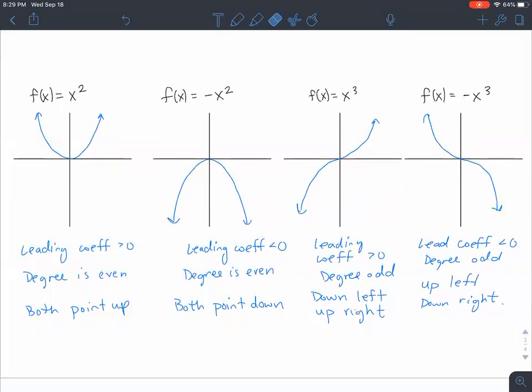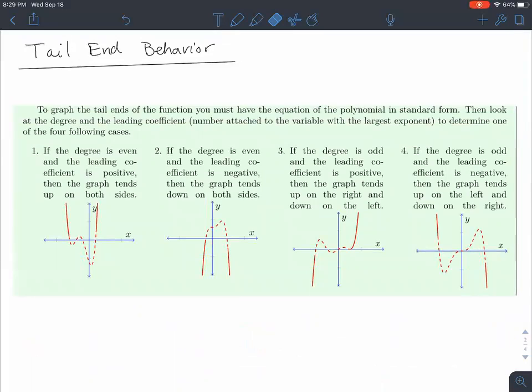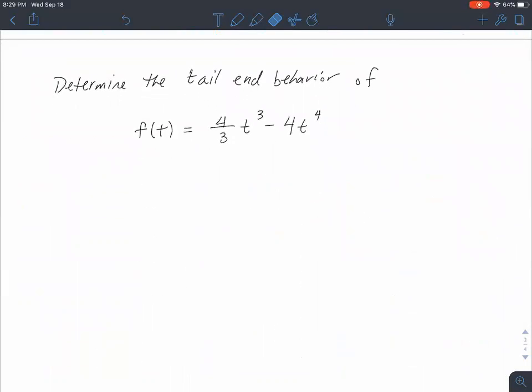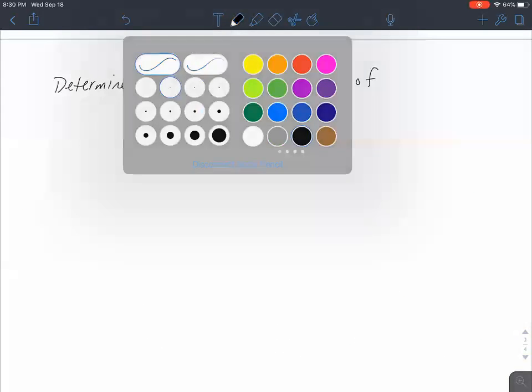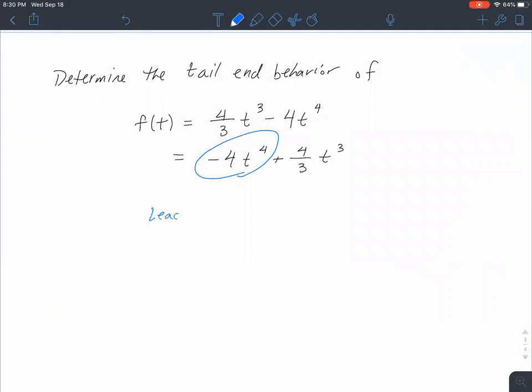Now that we understand that and that you've read this box, let's take a look at a more complicated example. We're asked to determine the tail end behavior of this function f of t equals 4/3 t cubed minus 4t to the 4th. So we look at the leading term. I can rewrite this in standard form: negative 4t to the 4th plus 4/3 t cubed. Writing it in standard form allows me to easily see that my leading term is negative 4t to the 4th power.